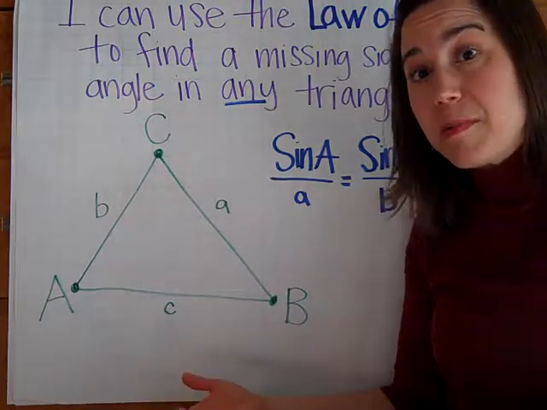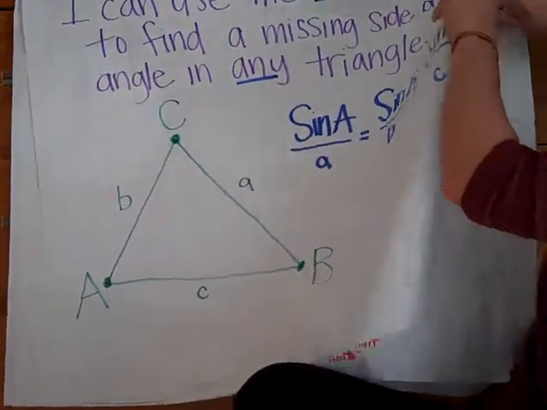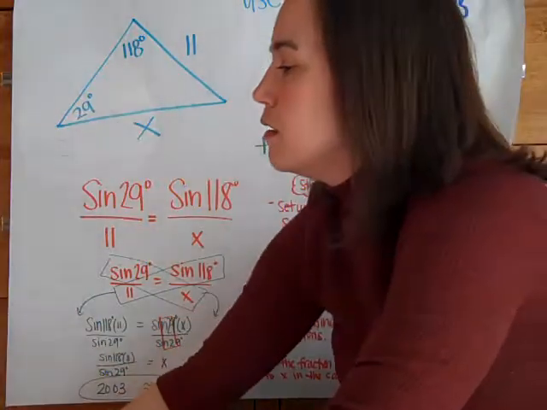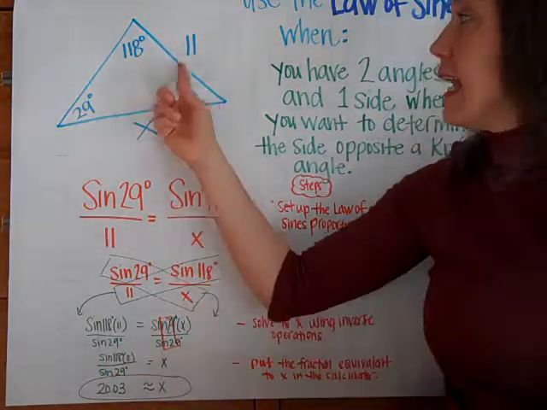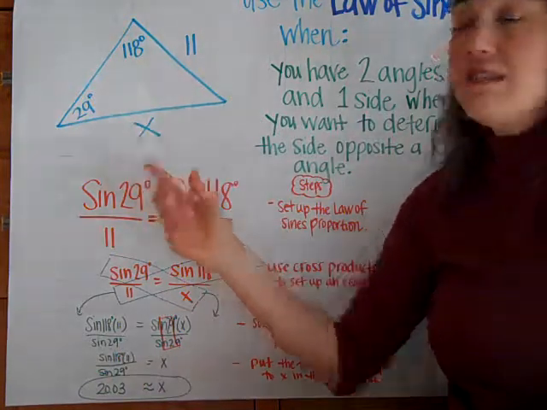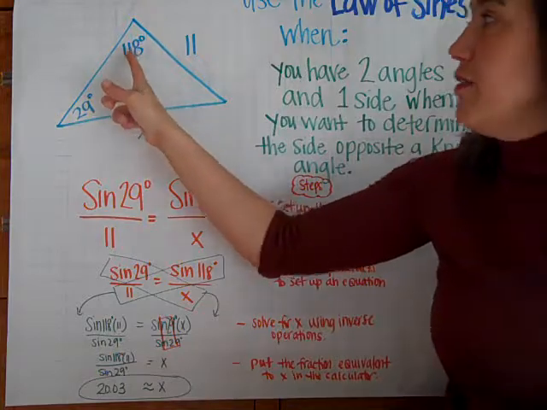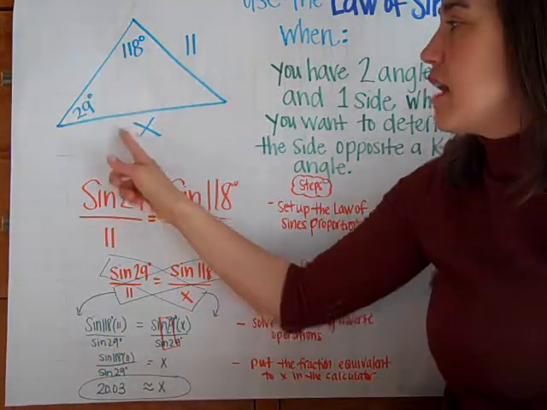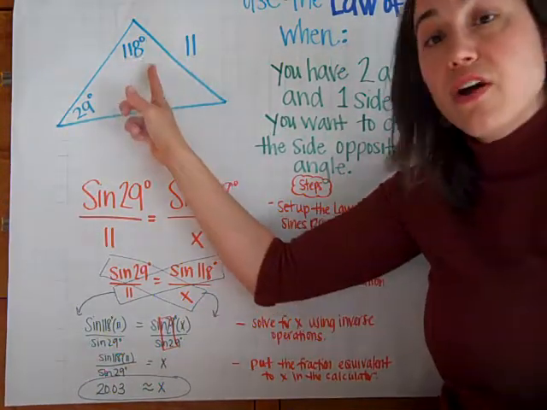Let's go ahead and look at some application problems. I can use the law of sines when I have two given angles and a side length when I'm trying to find an unknown side length. Just be aware that if I do have an angle, directly across from that angle I should either have a side length that I'm trying to find or a side length that I know.